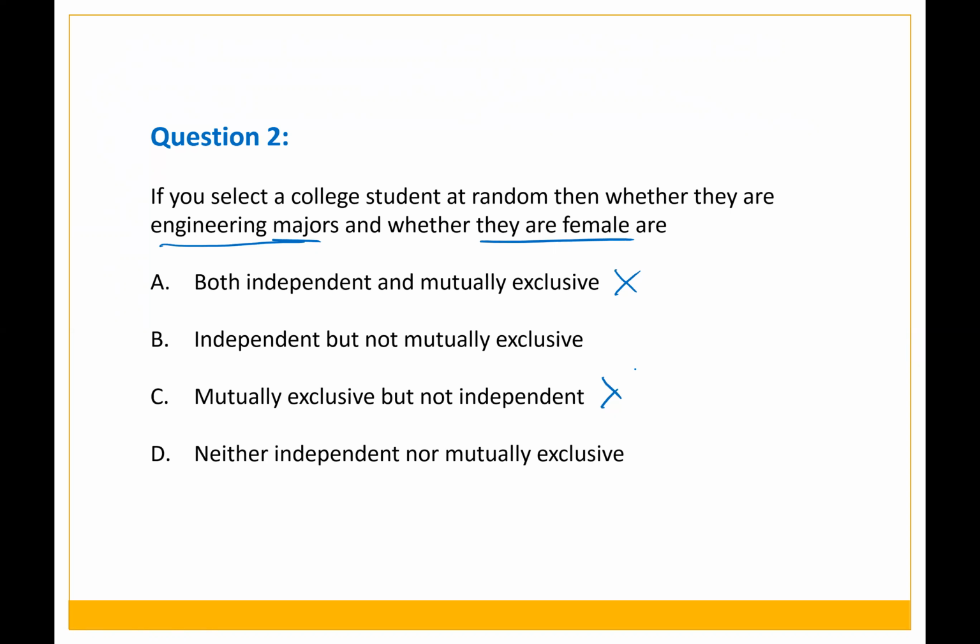And so in reality, these two events are not independent of one another. So D is actually the correct one. Technically, we might consider majors and gender to be independent, but in reality they are not. And so question 2, the answer is D.